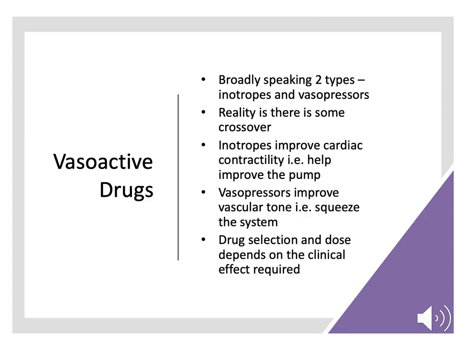Drug selection and dose depend on the clinical effect required, and in many respects on what the underlying cause of the cardiovascular insufficiency is. An example I'll give you is that the first-line vasopressor in sepsis would be noradrenaline, because that's what the Surviving Sepsis guidelines recommend.